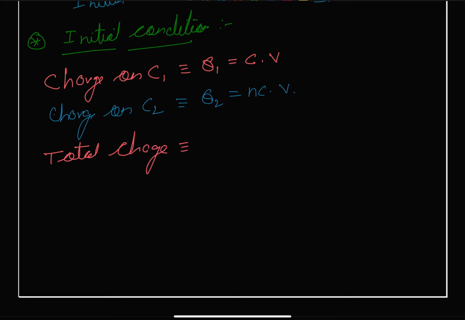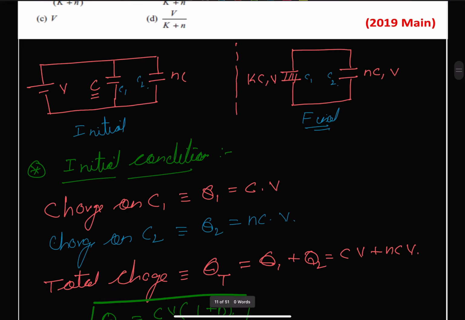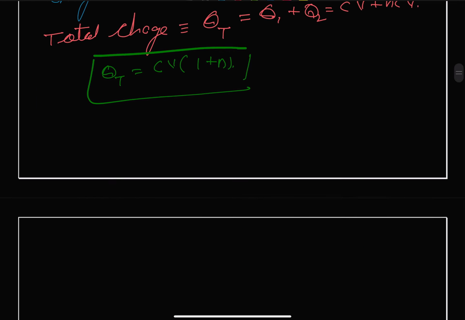Total charge, and this is our Qt, will be equal to Q1 plus Q2. So this comes as CV plus NC times V. So we can write our Qt is equal to CV, we can take common, and this comes as 1 plus N. So this is the total charge initially. Now after the battery is removed, the total charge will remain conserved.